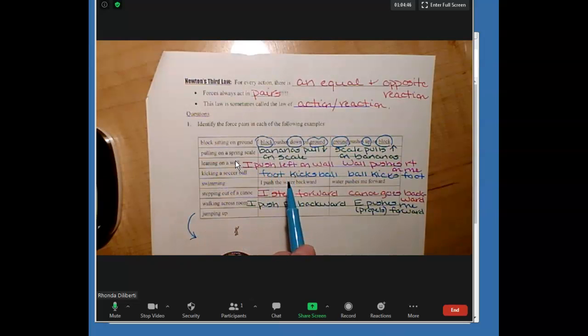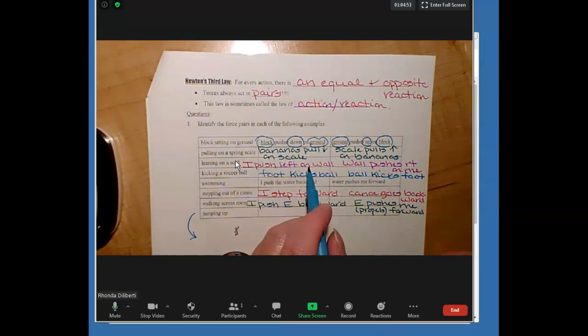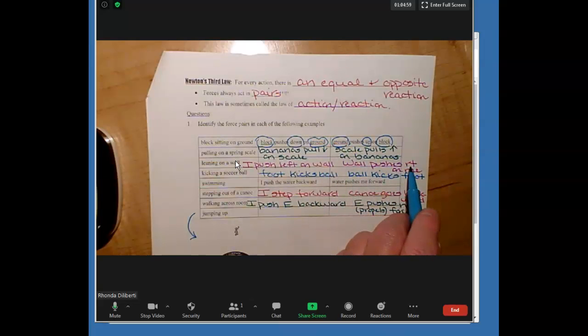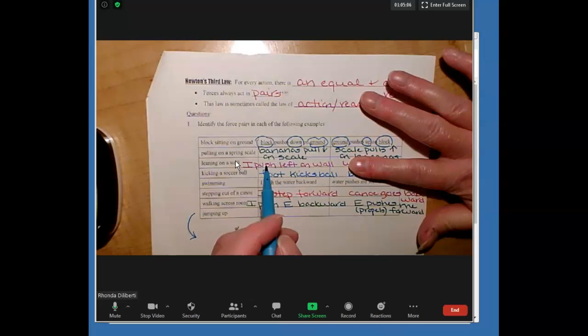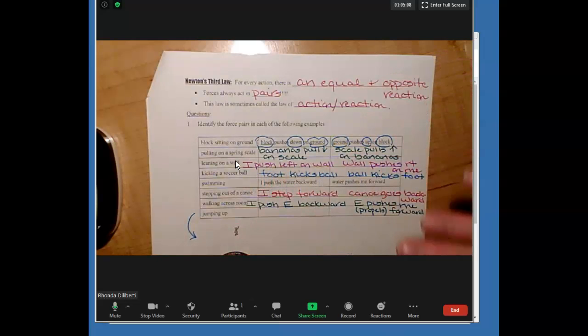All right, now I'm just not going to write as detailed, but leaning on a wall. So I could push left on a wall, and that means the wall has to be pushing back right on me. The wall has to be pushing back in the opposite direction. If this force pair wasn't here and I was pushing on the wall, then I would be knocking the wall over. So the reason that the wall doesn't fall over is because the wall has to be pushing back on me.